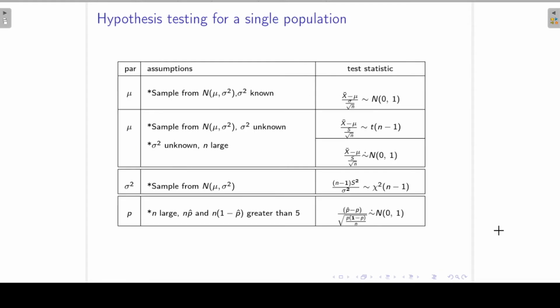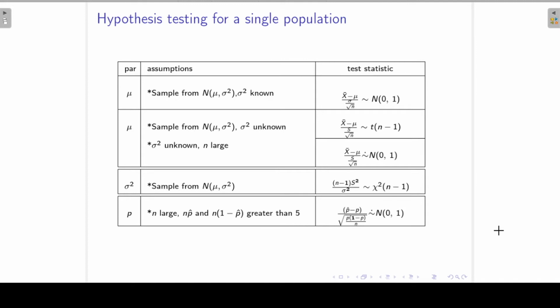Now, what you have here on the slide is a summary that you also had at the end of the chapter on estimation. And in this summary, we have the 3 population parameters, the mean, the variance, and the proportion. And we had the different assumptions and different sampling distributions. So we are going to make use of this same theory when we do hypothesis testing.